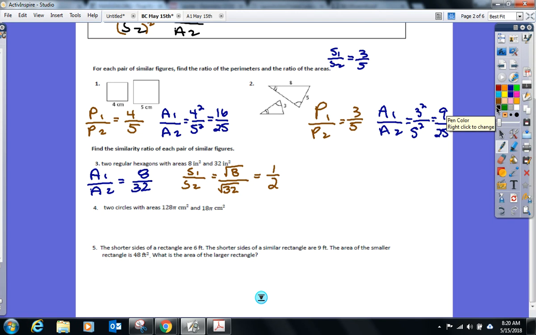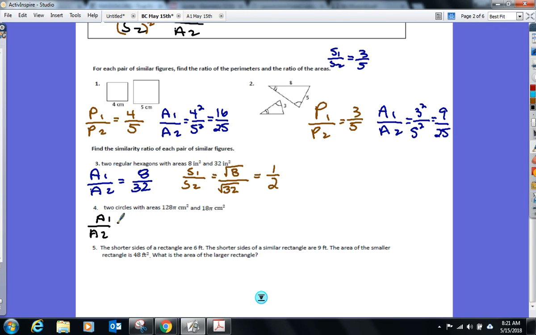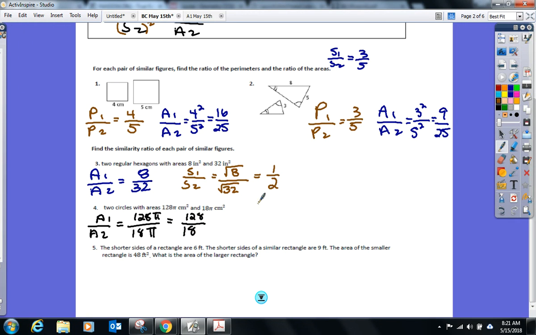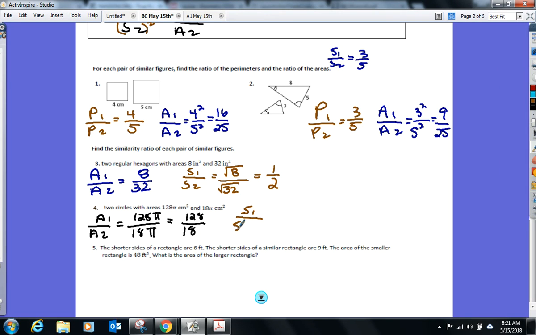Two circles now. Area of one, 128 pi. Area of the other, 18 pi. You could keep it in there, but what's going to cancel each other out here? The pis can go. So the ratio of their areas is 128 to 18. So just like we did in the previous problem, I can take the square root to find the similarity ratio.